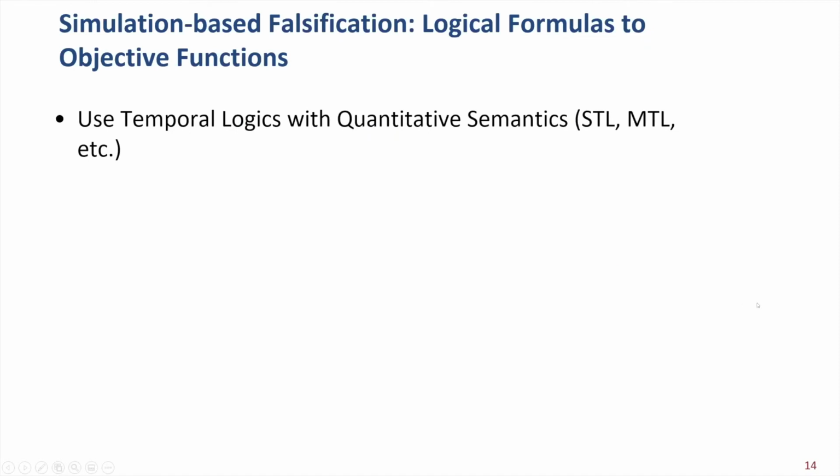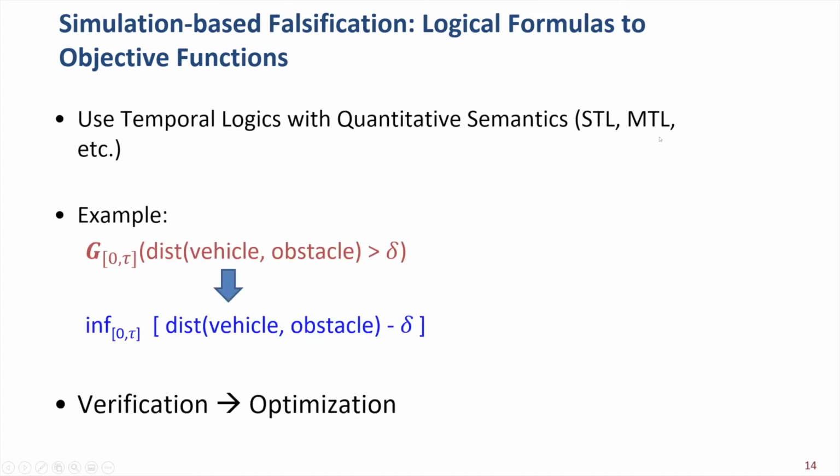Okay, so first of all, a one-slide background on simulation-based falsification. I think this community needs no introduction to this topic because many people here have in fact done some of the seminal work on this topic. But the key idea really is in falsification, temporal logic falsification, you are going from logical formulas to objective functions, right? So in this case, you start with temporal logics that have quantitative semantics, for example, signal temporal logic or metric temporal logic. And then you turn that into an objective function that you can use for optimization.